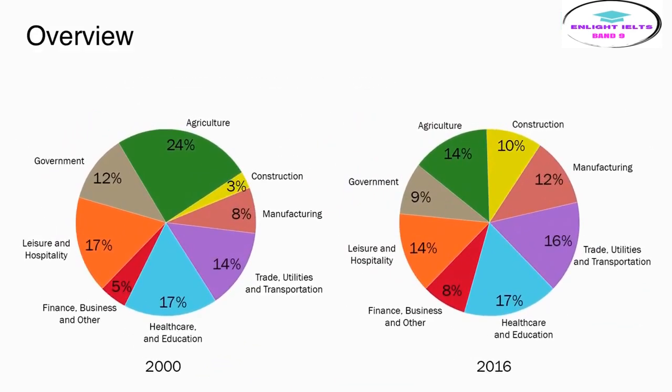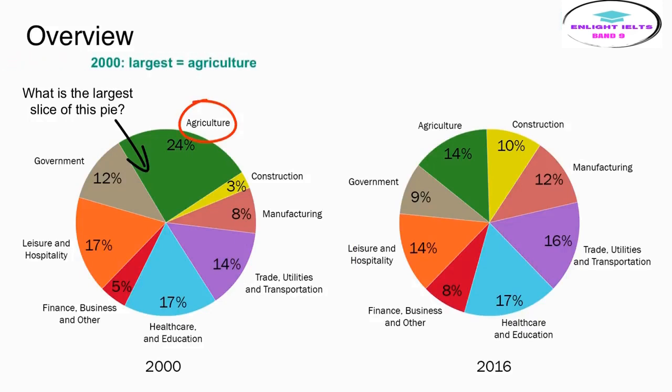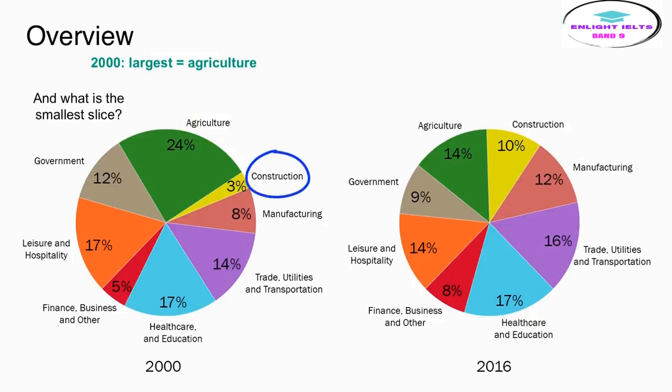Now let's look at each pie chart and find the key features. Our first pie chart depicts the year 2000. What is the largest slice of this pie? Well, clearly it's agriculture. This means that agriculture was the biggest part of Turkey's economy in the year 2000. And what is the smallest slice? It is construction, only 3%. Any other segment of our pie chart is bigger than the construction. This means that our construction segment was the smallest part of Turkey's economy in 2000.